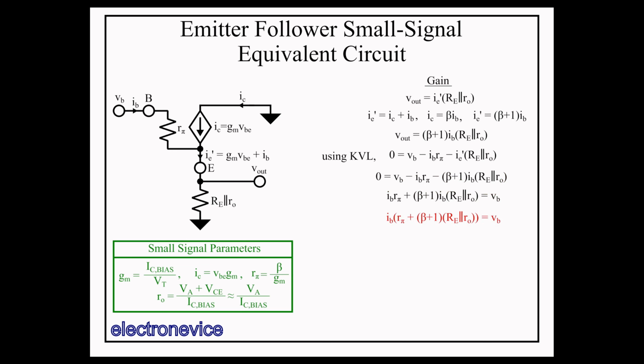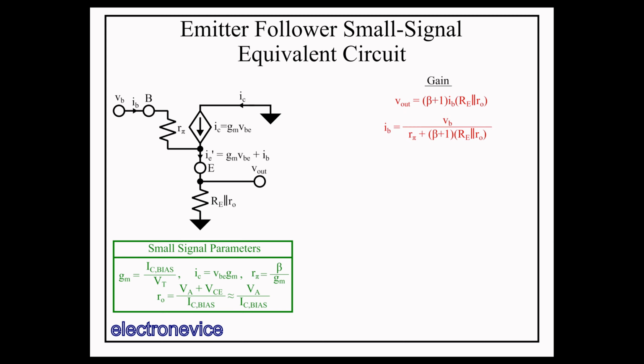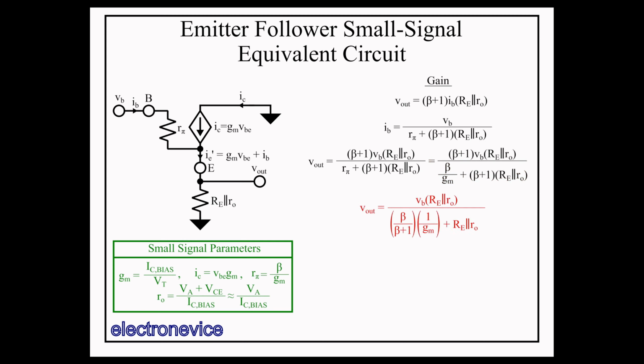Rearranging this equation to get an expression for IB in terms of VB and known constants, we get this equation. And earlier, we derived an expression for Vout in terms of IB and known constants. So we can substitute in our new expression for IB into the Vout equation, which gets us this. Rewriting R pi in terms of beta and GM, so we have all the beta terms exposed, we now divide top and bottom by beta plus 1 to get this somewhat simplified expression.